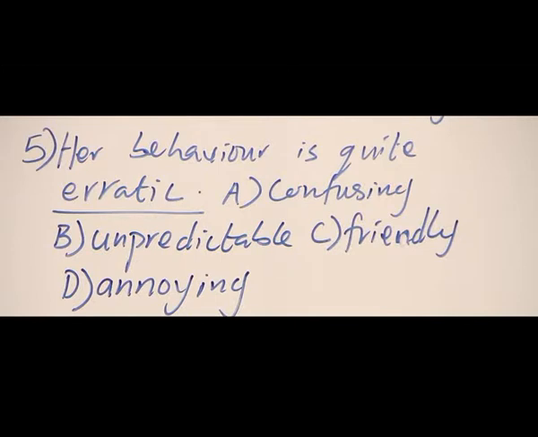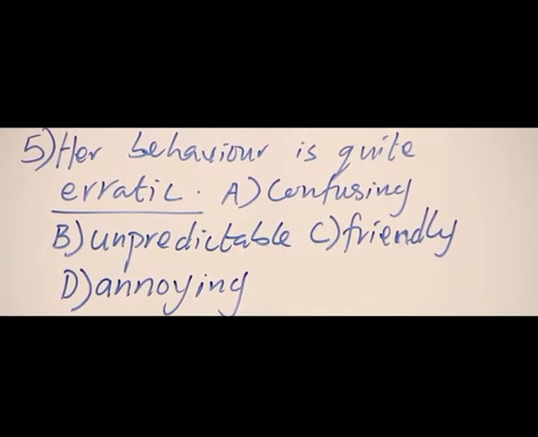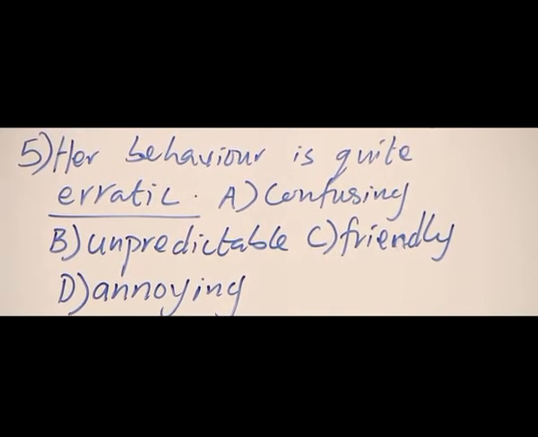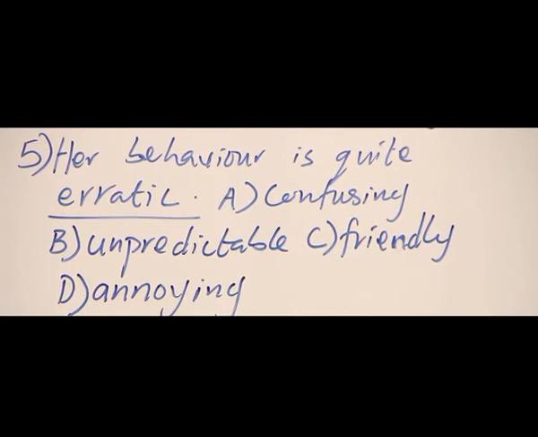Question 5. Her behavior is quite erratic. Now we can begin to eliminate A. We don't normally talk about confusing behavior. Her behavior is quite confusing. No, somebody's behavior cannot really confuse us. It is what maybe somebody says that can confuse us. So we can comfortably remove A and begin to work with B, C, and D.